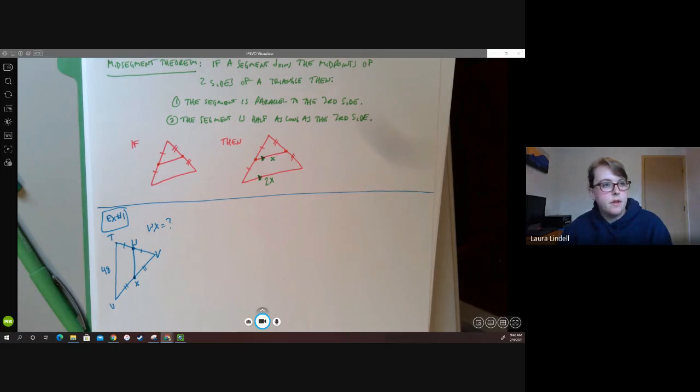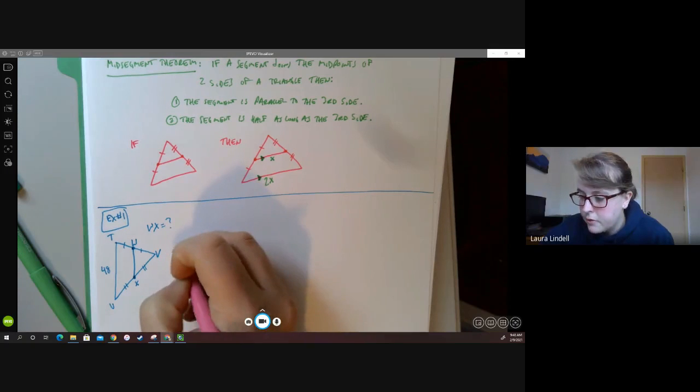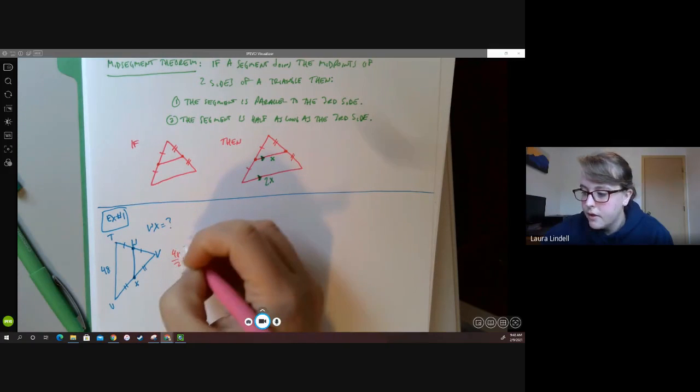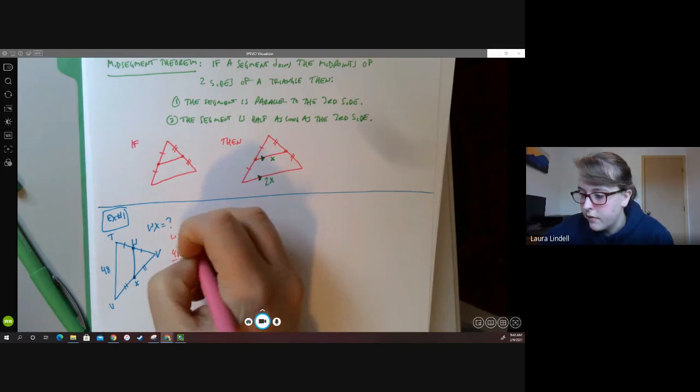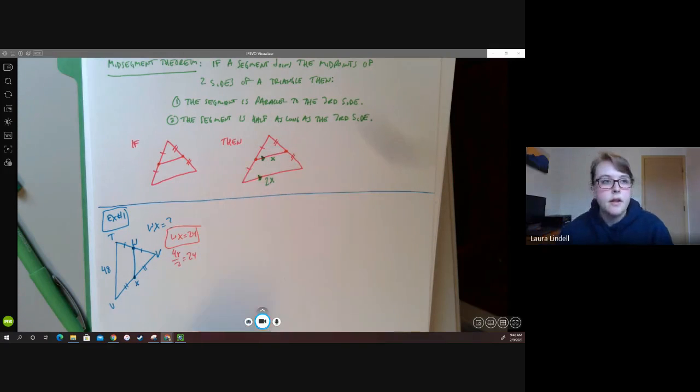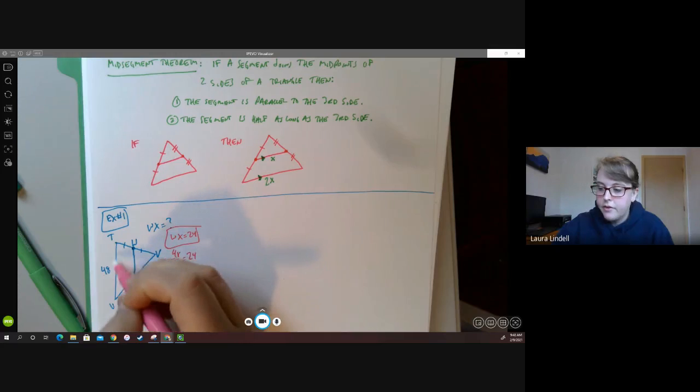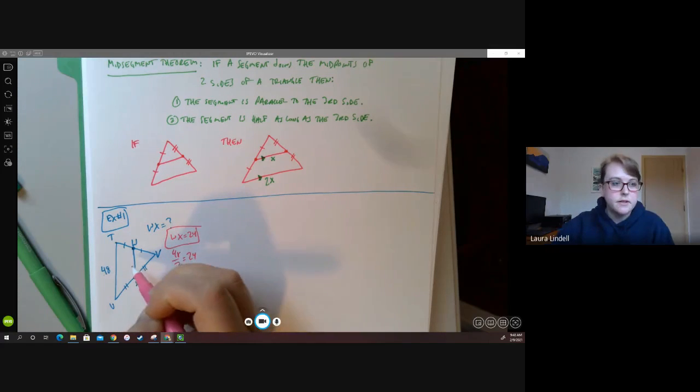All right. So what do we think? What's WX going to be if we know that TU is 48 based on that mid-segment theorem? 24. Awesome. Yeah, because we know that it's going to be half of 48. 48 divided by 2 is 24. So WX is 24. So that's the simple version. We can kind of go back and forth between this one being half the size of this one, or this one being twice the size of this one.